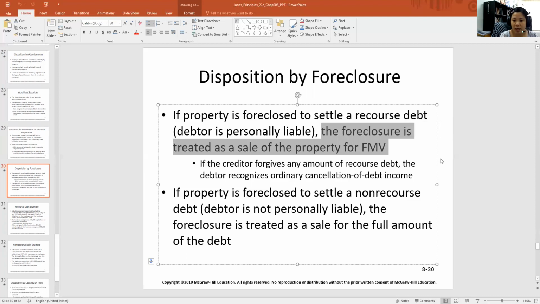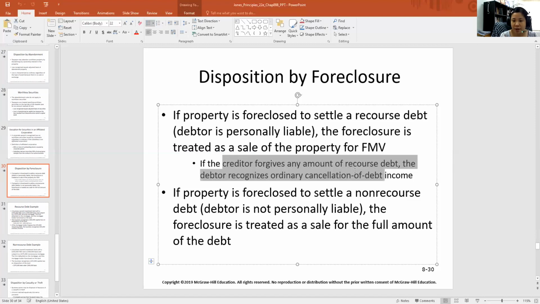Foreclosure means the company defaults on the asset, they don't pay back the debt, so another party can take the property, and it will be treated as the sale of the property for fair market value. If the creditor forgives any amount of the recourse debt, the debtor recognizes cancellation of debt income as ordinary gain. Let's look at an example.